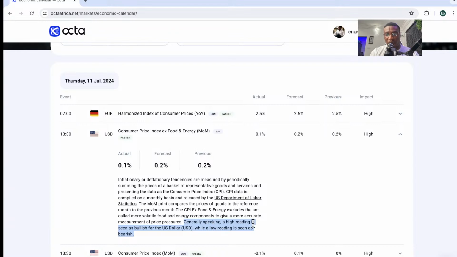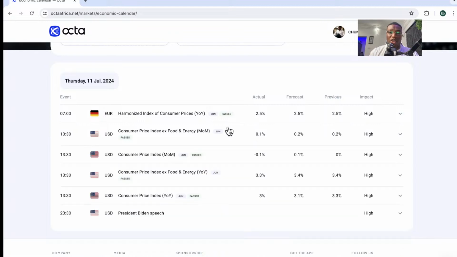Generally speaking, a high reading is seen as bullish for the US dollar, while a low reading is seen as bearish. And what do we have? We had a low reading. I'll show you guys how the US dollar reacted in the chart, and also compare that with other pairs or other currencies that appeared with the US dollar, and you'll also see how it reacted.